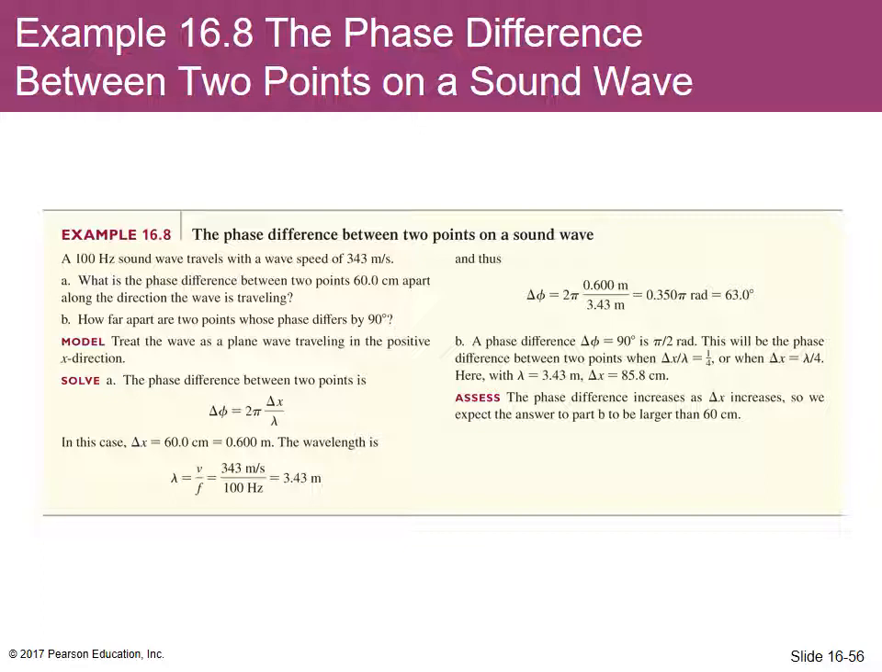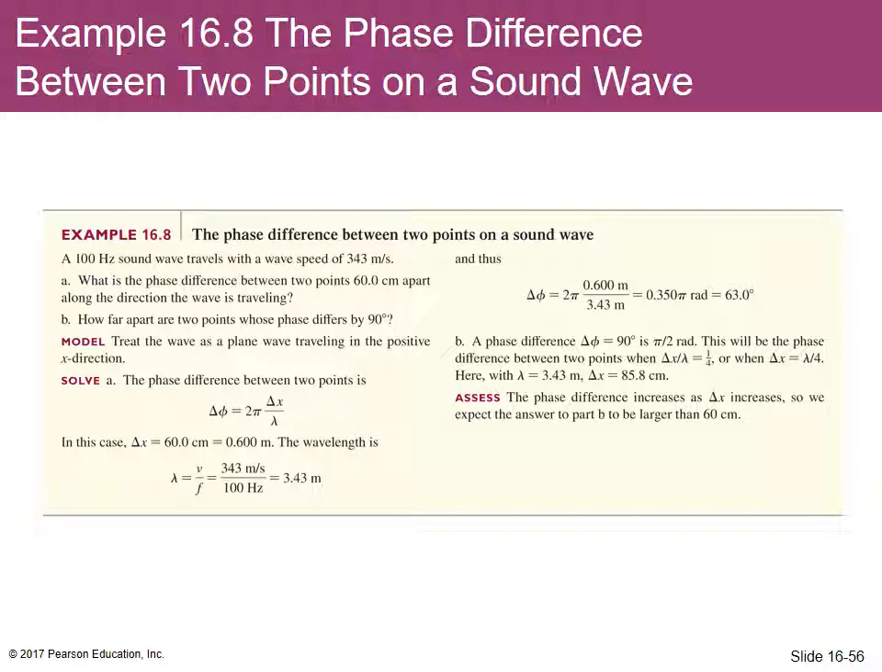This problem is looking for the phase difference between 2 points and the distance between 2 points separated by 90 degrees. Since we are dealing with sound, the wave speed is the speed of sound, or 343 meters per second. The corresponding wavelength for 100 Hertz sound is 3.43 meters.